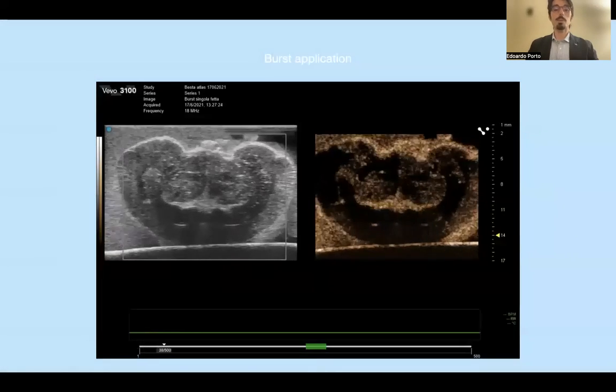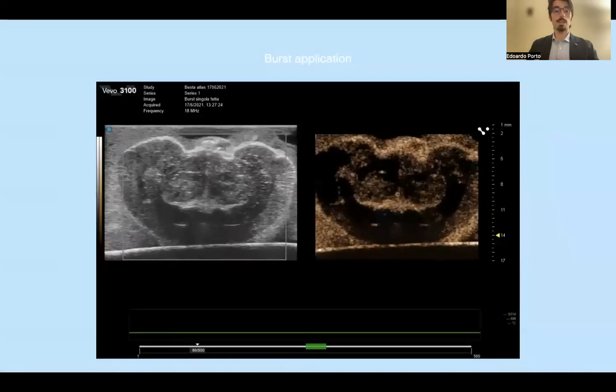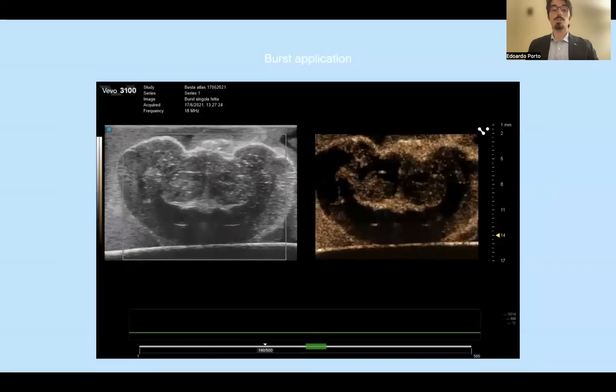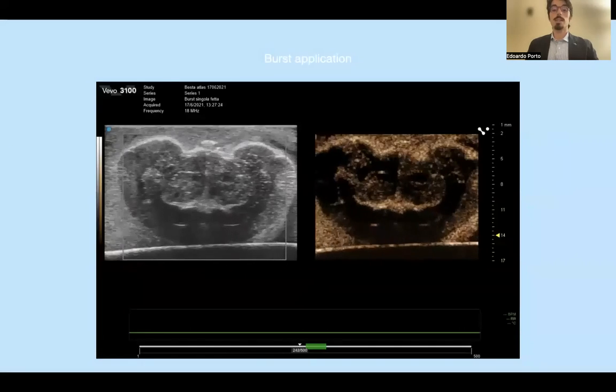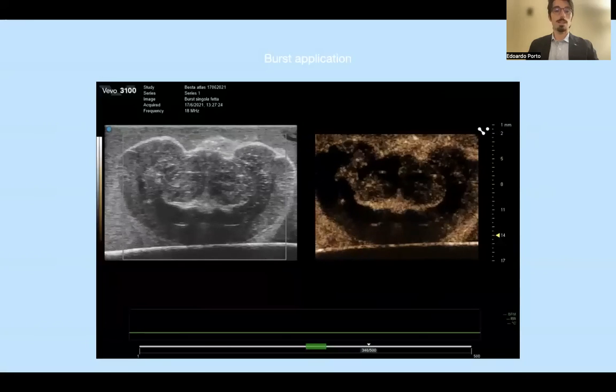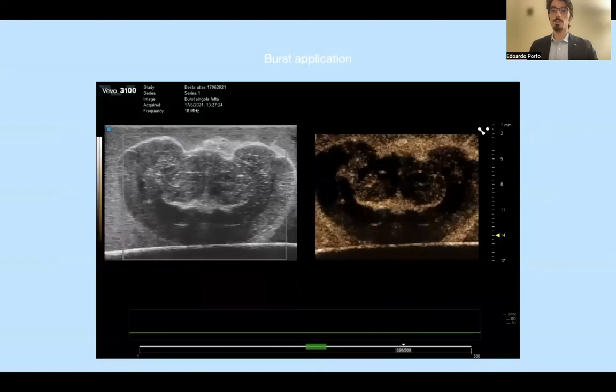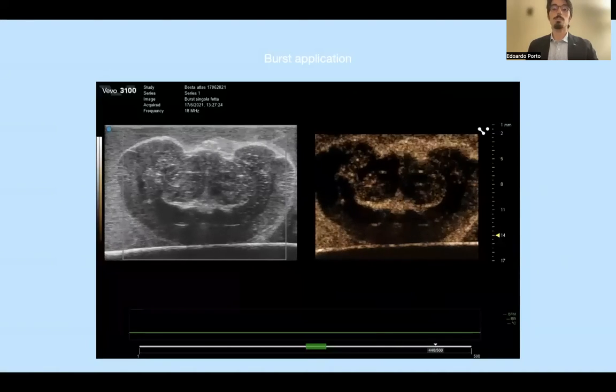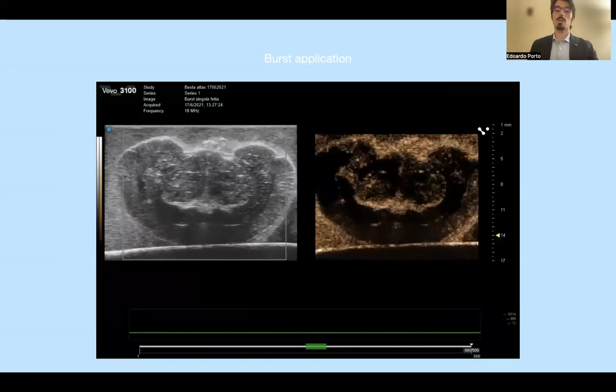Also, we tested the possibility of seeing the washout, and then after the performance of a burst shot, the retesting of the washing in, which is visible just in these moments. The contrast was perfused constantly through the use of a peristaltic pump in this study.